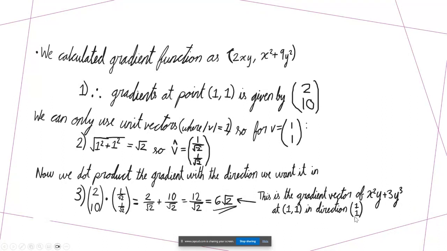So if we were a gradient descent algorithm, just put yourself into the mind of a gradient descent algorithm right now. We've reached point (1, 1), and we're looking to go in direction (1, 1). We now know that if we go in direction (1, 1), we're going to actually go up 6 root 2. So we definitely do not want to go in that direction because we want to be going down, right? So, yeah, that is the gradient vector, aka directional derivative.